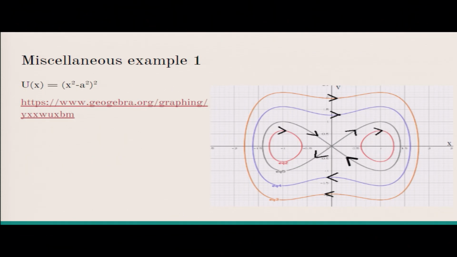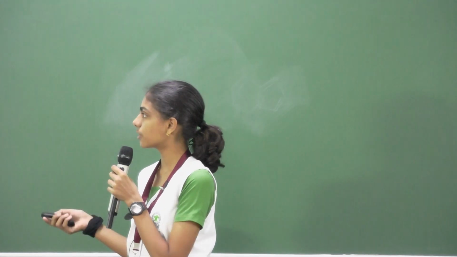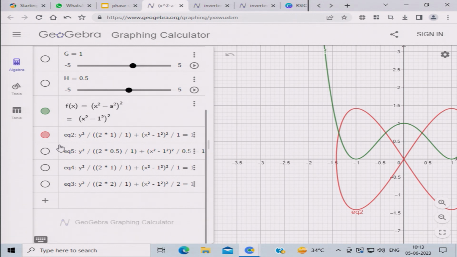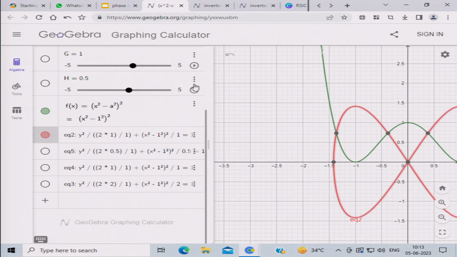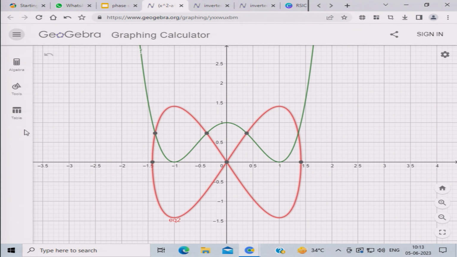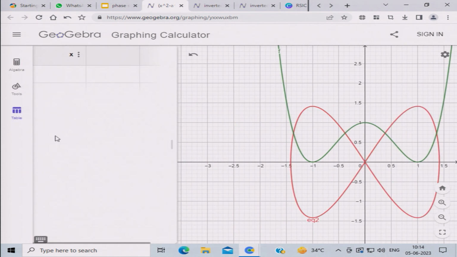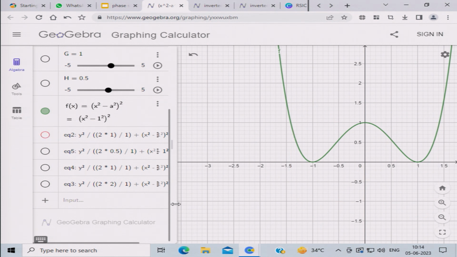So this is our next example, where we are taking the potential energy to be x square minus a square, the whole square. So as you can see, it forms this interesting graph. First I'll discuss the potential energy graph. When x is equal to 0, because we have a constant a, here the constant is taken to be 1, the potential energy will be a to the power 4. And similarly, we'll have two minima at x equal to plus and minus a.